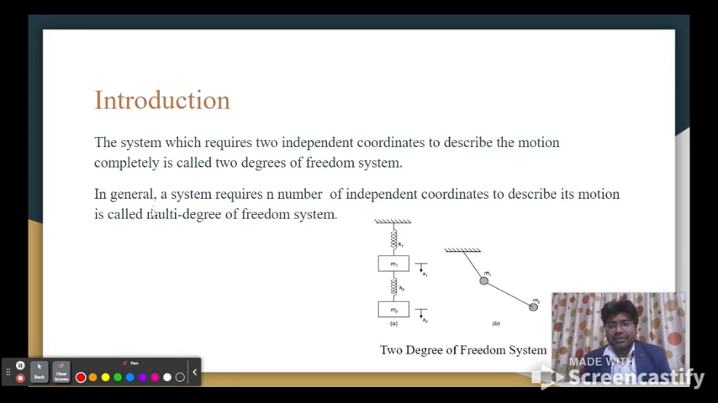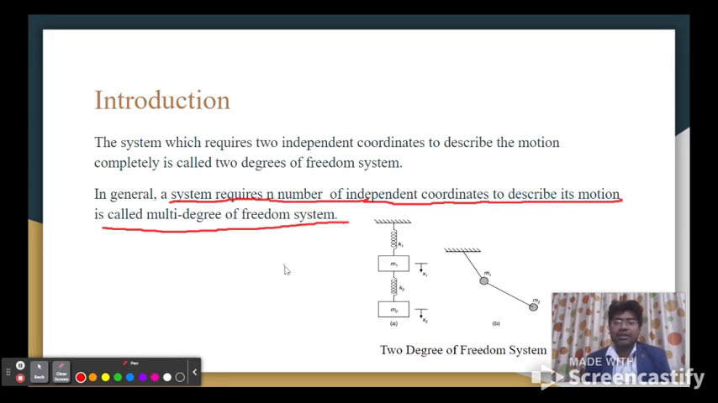It is written here. In general, a system requiring a number of independent coordinates to describe its motion is called a multi-degree of freedom system. It means if a system has 3 degrees, 4 degrees, 5 degrees or n number, it will be called multi-degree. So 2 degree of freedom system is a special case of multi-degree of freedom system.